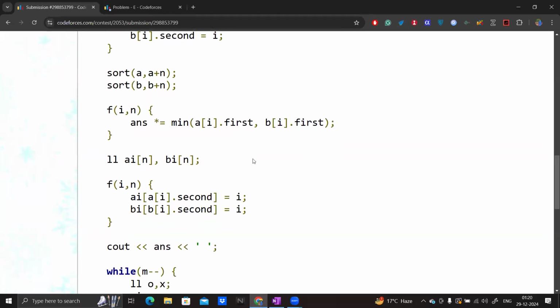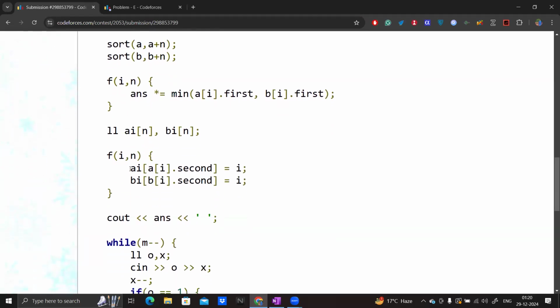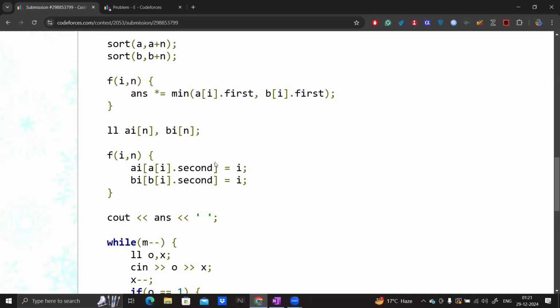Then I have the inverse arrays ai and bi. To fill these, it is like this: the position of ai dot second is i. That's how I fill the inverse array. This is standard. In permutations, it is very standard that if you want to find the inverse array, you can do it like this, that the position of a dot second is i. All of the positions will be filled if you iterate over 1 to n.